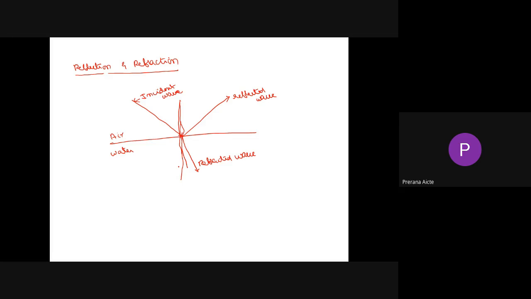I'll redraw this one. So this is nothing but the angle of incidence, this is the angle of reflection, this is the angle of refraction.